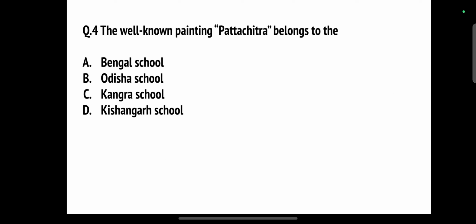Next question is, the well-known painting Pattachitra belongs to. UPSC has asked a question on a similar pattern regarding Bani Thani painting. So the options here are Bengal School, Odisha School, Kangra School, and Kishangarh School. The correct answer is Odisha School.